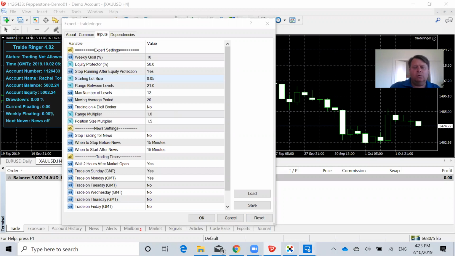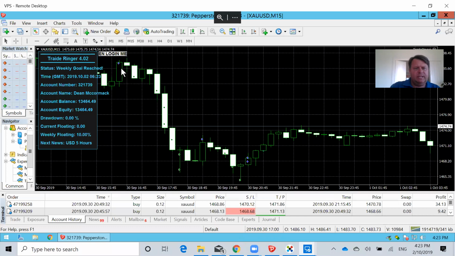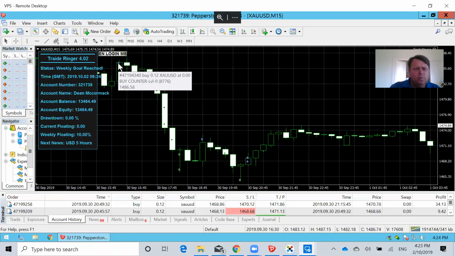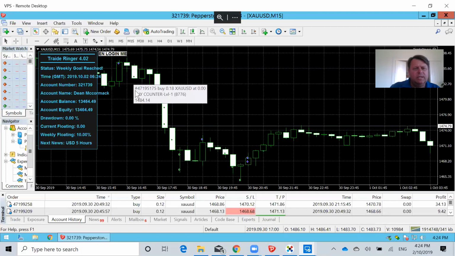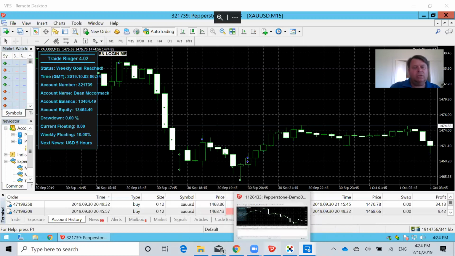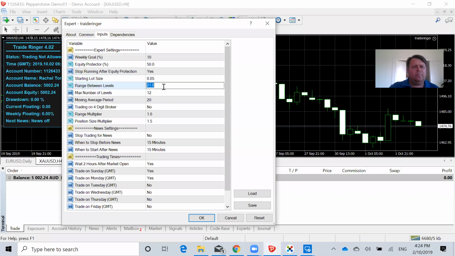The range between levels is the distance between here until we take out the next one. That's the range between level 0 and level 1. I don't know if it's going to do exactly what it is. So here we took the trade at 1486.50, and this one was taken at 1484.14. No, it's not exact. So the setting that I recommend, or that I use, is 25 points between levels. In the gold market, that's $2.50.